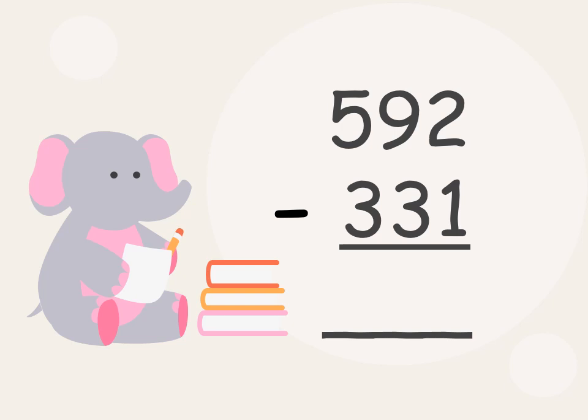Our next example says 592 minus 331. Step number 1, you minus your units. 2 minus 1 is 1. Step number 2, you minus your tens. 9 minus 3 is 6. And step number 3, you minus your hundreds. 5 minus 3 is 2. So our answer is 261.